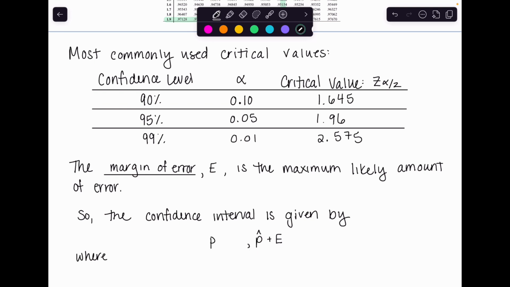And then you take the sample proportion and subtract the error to get a lower bound. So you add or subtract the error, and this gives you a range that you think, with 95% confidence, the true proportion falls in between. So how do we actually find what this error is?